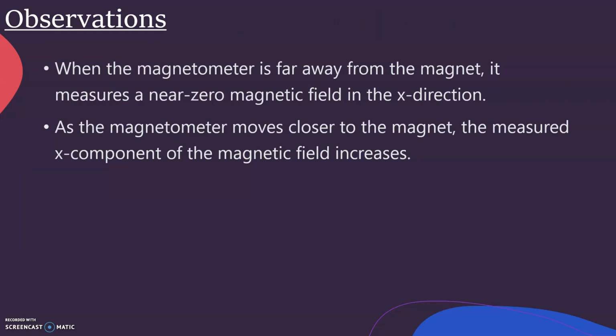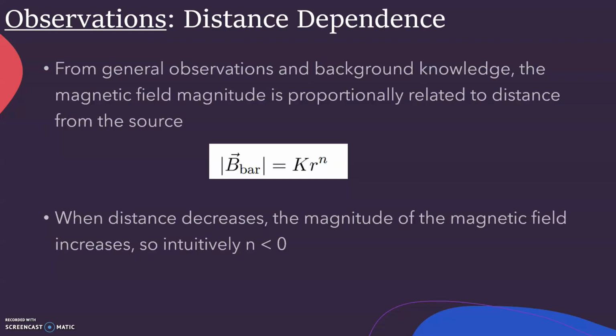Then after I did that, I took some observations: when the sensor is far away from the magnet, it measures a near zero magnetic field in the x direction, as long as you've oriented your phone correctly. And as the magnetometer moves closer to the magnet, the measured x component of the magnetic field increases. So from these general observations and background knowledge, the magnetic field magnitude is proportionally related to distance from the source, as shown by this equation. And when the distance decreases, the magnitude of the magnetic field increases, as I said in the previous slide. So intuitively, I'm expecting my n value to be less than 0.